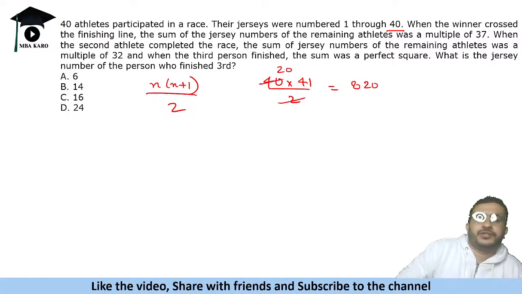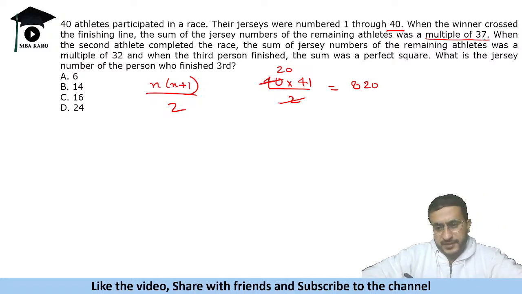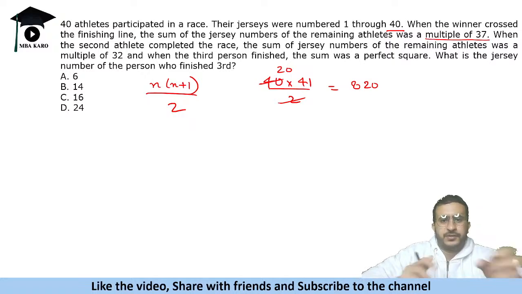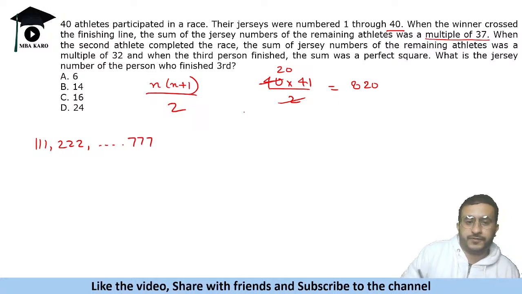Now, when the winner crossed the line, the sum of the jersey numbers of the remaining athletes was a multiple of 37. ठीक है, अच्छा एक इंटरेस्टिंग चीज बता दो, मल्टीपल ऑफ 37. If there are three digit numbers, ठीक है, three digit numbers which have all three digits same, that is a multiple of 37. So like 111, 222. If you know this property, great. So 777 will also be a multiple of 37.